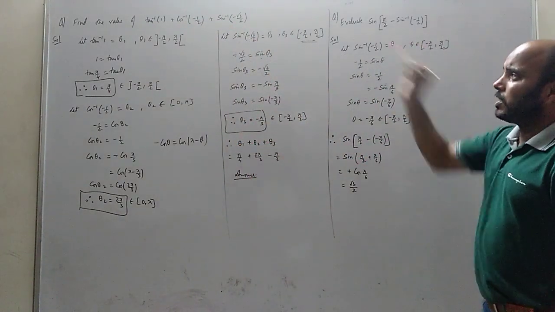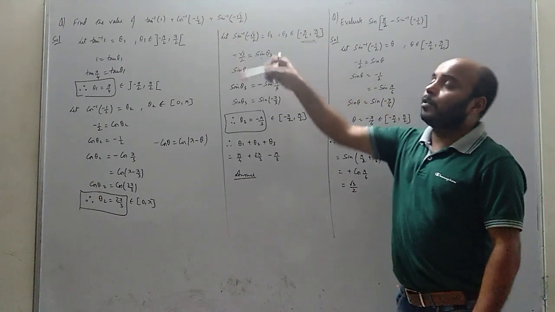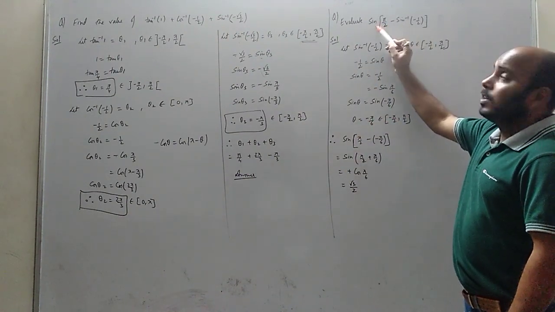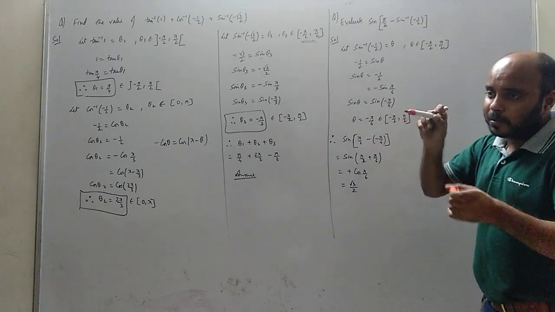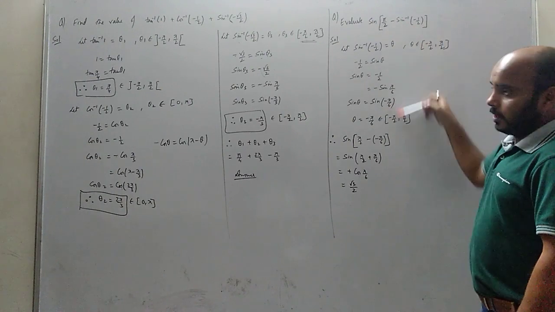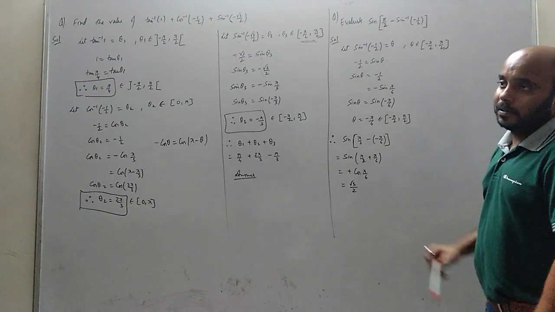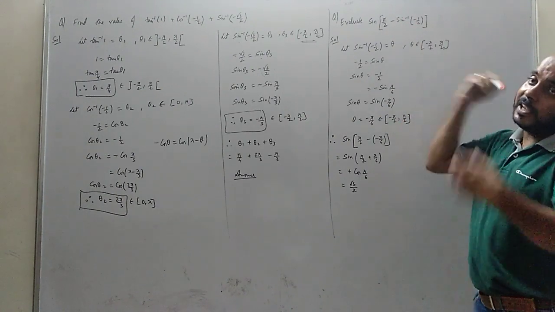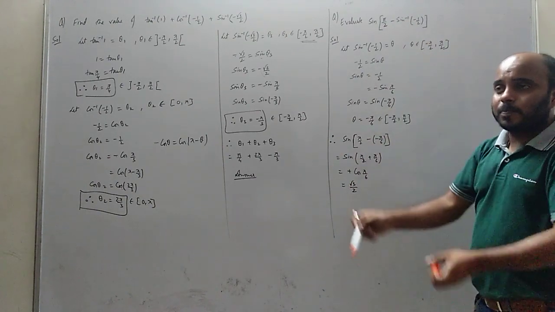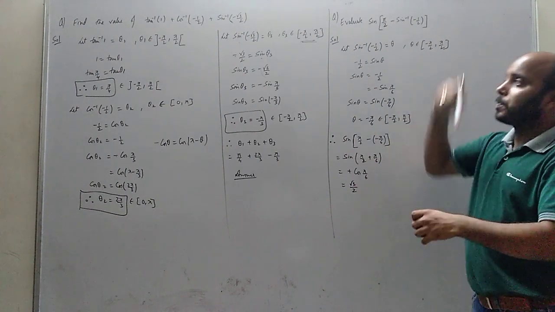But in this question, what is the difference? Here we have only inverse functions. Here we have trigonometry together with inverse trigonometry. When you face a question like this, what do you do? First you find the inverse function separately, then you substitute the value here. So for every question with inverse and trigonometry both together, take the inverse part as theta, get the value, substitute in the question.